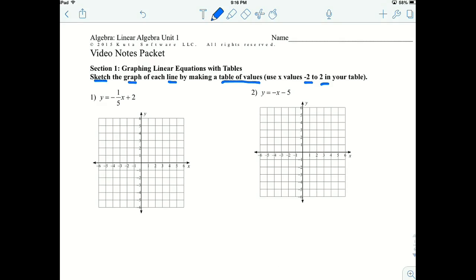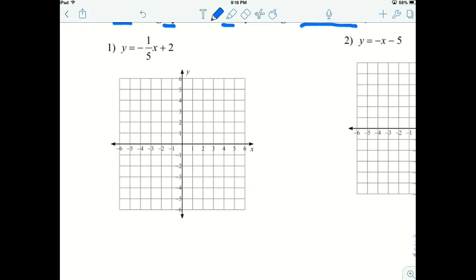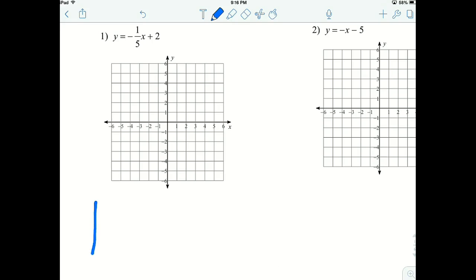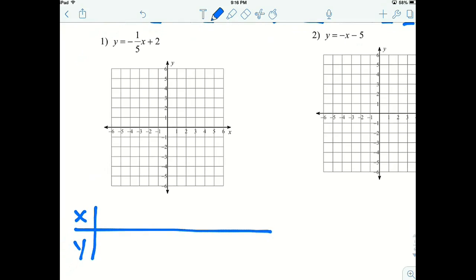So to construct a table, I'm going to zoom in here on this first problem. And at the bottom, I'm going to draw kind of a sideways T. And that'll help me keep all my values organized. I'm going to have my x and my y. And if we look back up at the instructions, it says use x values from -2 to +2. And so I'm going to write down each number: -2, -1, 0, 1, and 2. I can divide that up if I want to keep that a little bit cleaner.